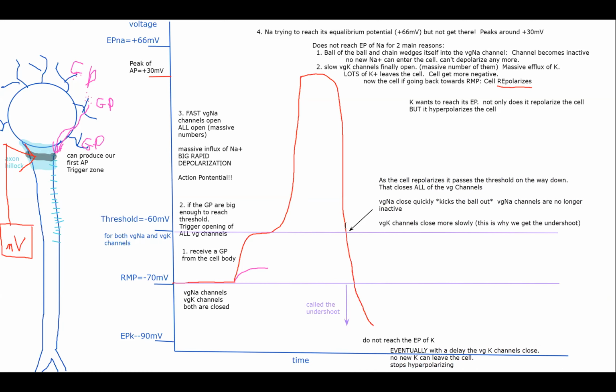So voltage-gated sodium channels close right away as soon as we pass the threshold. Voltage-gated potassium, just like they open slowly, they close slowly as well. However, once the voltage-gated potassium channels are closed, the neuron can use pumps and leak channels to repolarize back to the resting membrane potential.